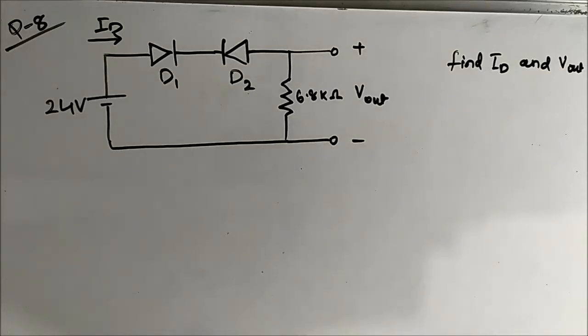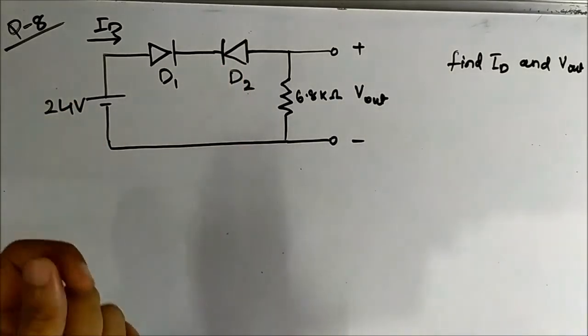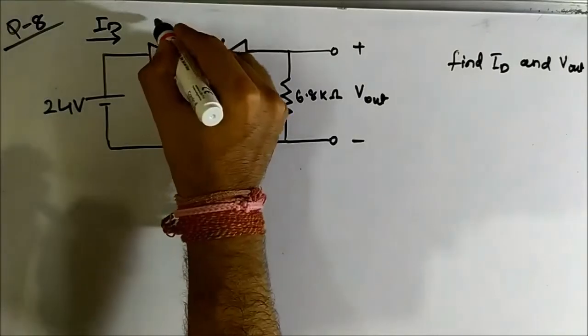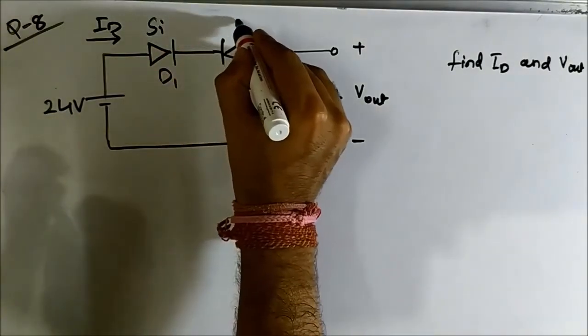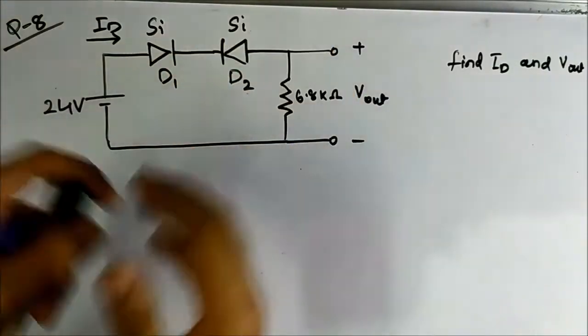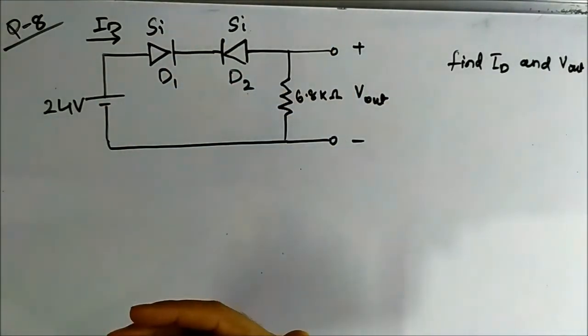Hello friends, this is the 8th question related to diode connected circuits which we are going to discuss. Here again we have this circuit. It consists of two diodes, both silicon diodes, and they are connected in opposite manner, facing each other.